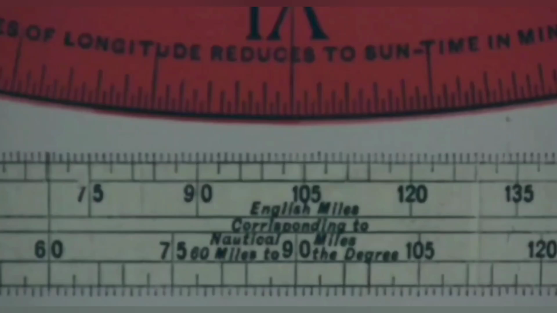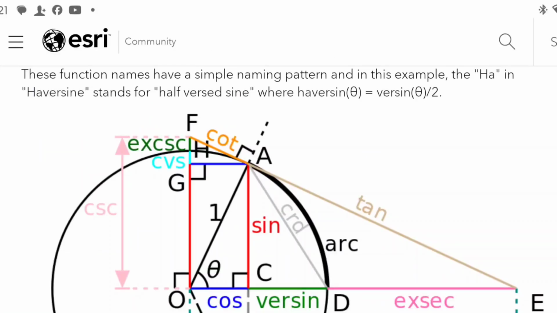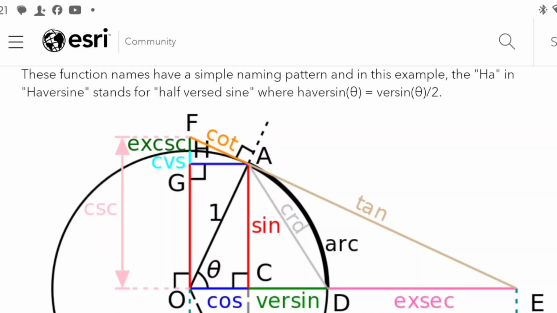Now if we look up the Haversine, it says the Haversine formula determines the great circle distance between 2 points on a sphere given their longitude and latitudes, important in navigation. Now what they don't always tell you is that Haversine means half sine. Half meaning it never applies to more than a hemisphere. The math only works from the center point on a plane projected up to a hemisphere.